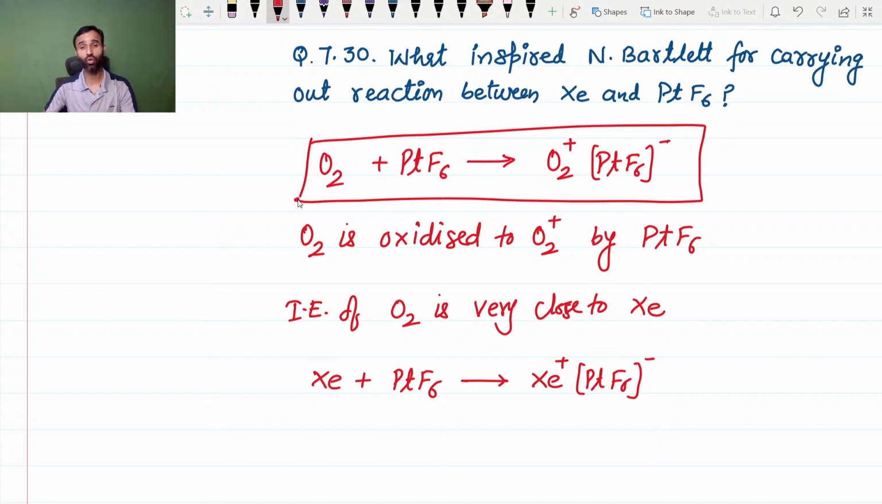And why did he choose xenon only? Because xenon is largest in size except radon, because radon is radioactive. So he attempted with xenon, which has the lowest ionization energy among noble gases.